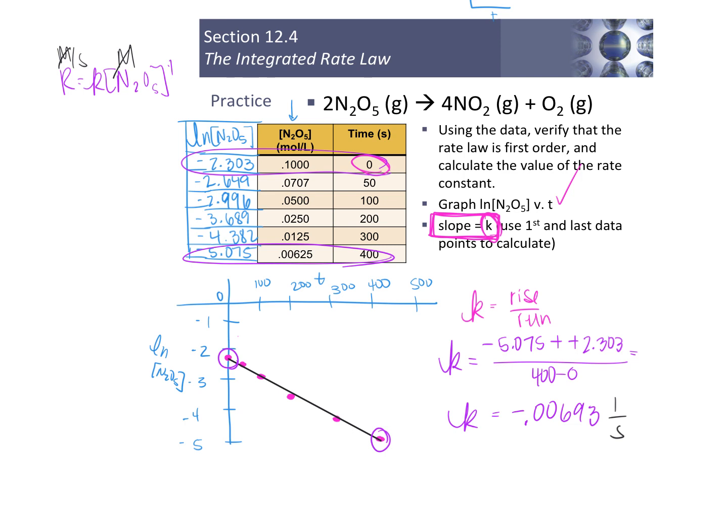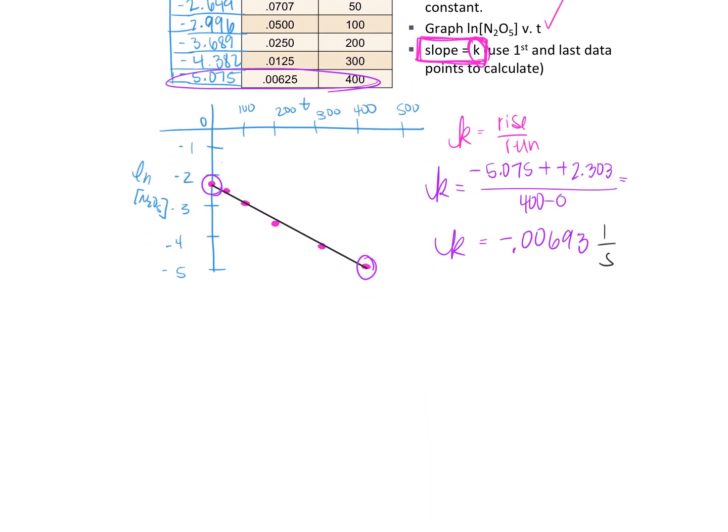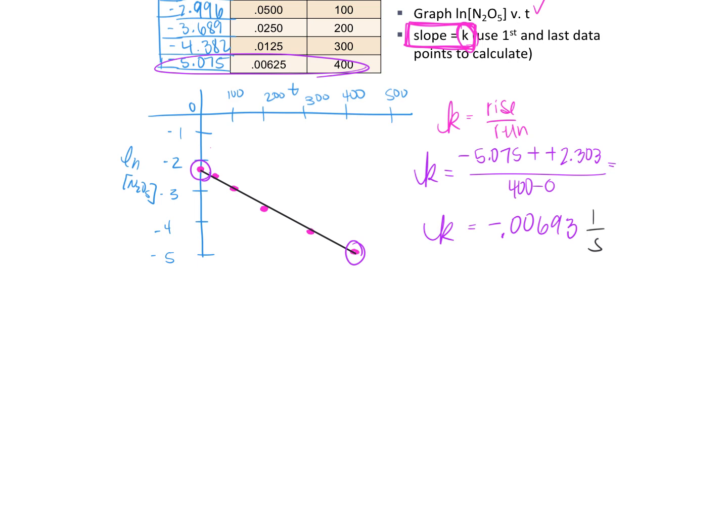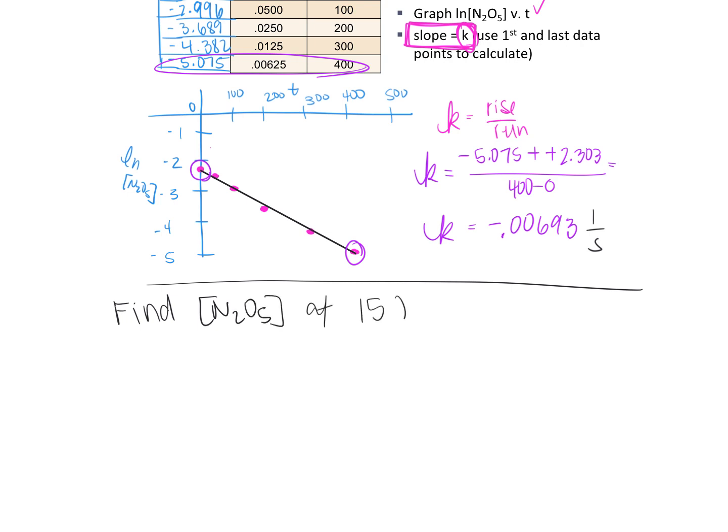Well, first of all, tell me, do we feel pretty good about how we graphed and how we verified our K value? Did your guys' K come out to the same thing? Yes? Okay, I'm going to throw one extra question on this slide. I want you to find the concentration of N2O5 at 150 seconds. So I want the true concentration of it, the actual concentration at 150 seconds.